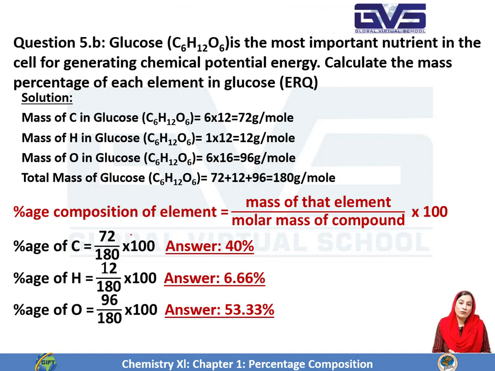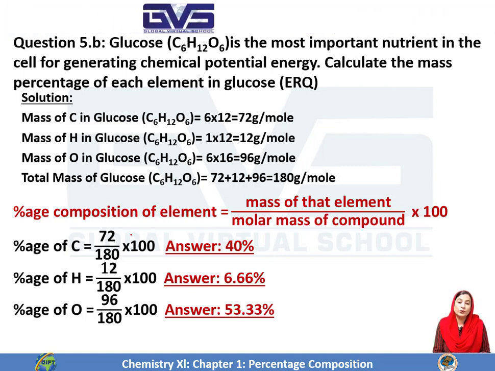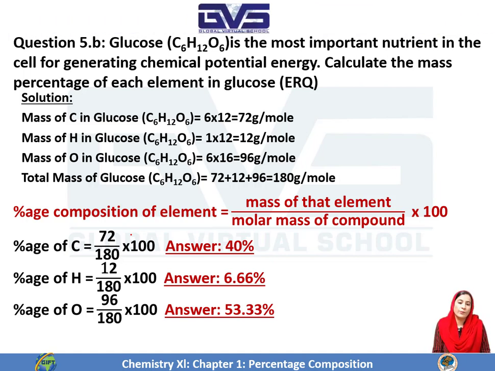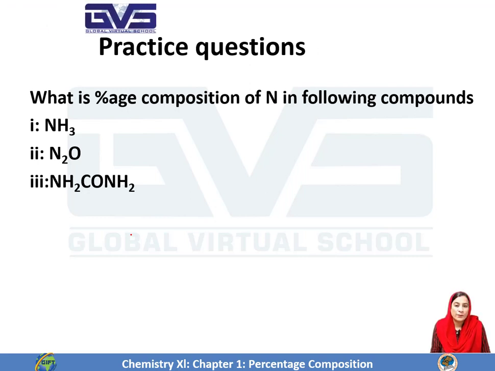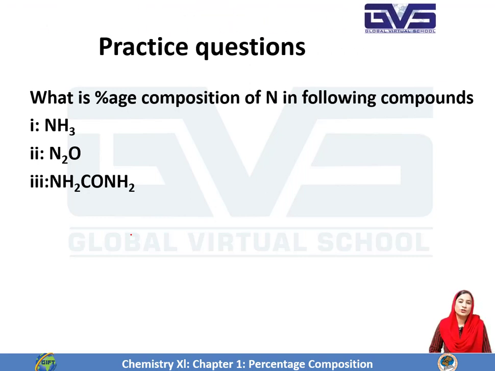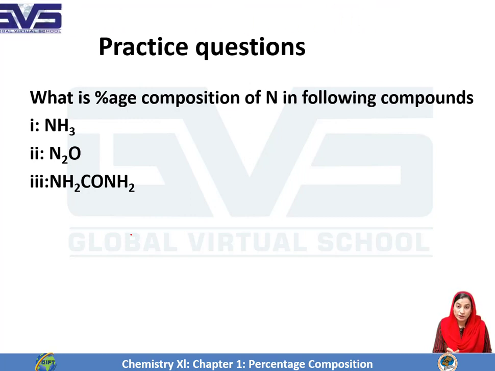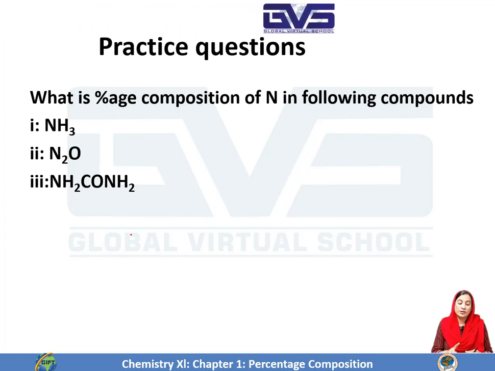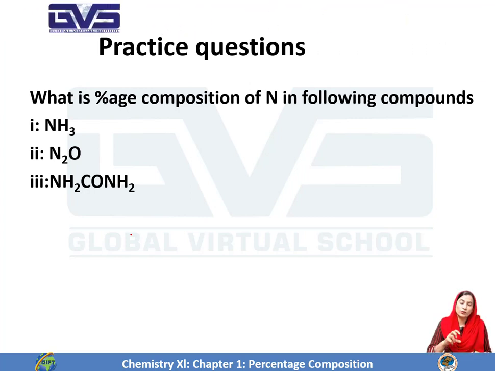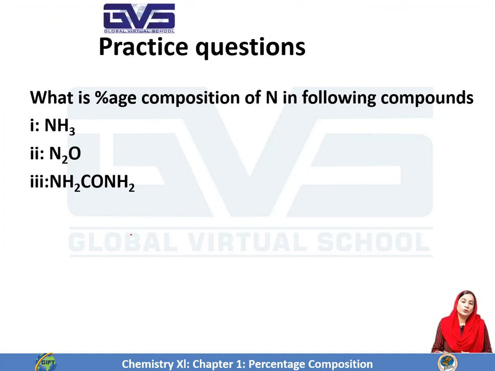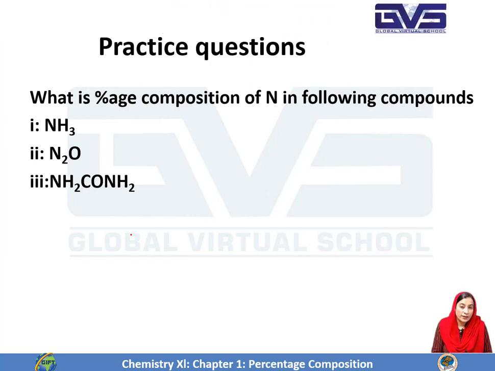Students, hopefully percentage composition is clear, and now you will be able to calculate the percentage of any element in any compound. So I have given you some questions for your practice. Calculate the mass percentage composition of nitrogen in ammonia, in N2O, in urea. So just apply the equation. First calculate the total mass of nitrogen, whether there is one nitrogen or two or three. So the total mass of the nitrogen divided by the total mass of the compound, multiplied by 100. So you will find out the percentage composition of nitrogen.